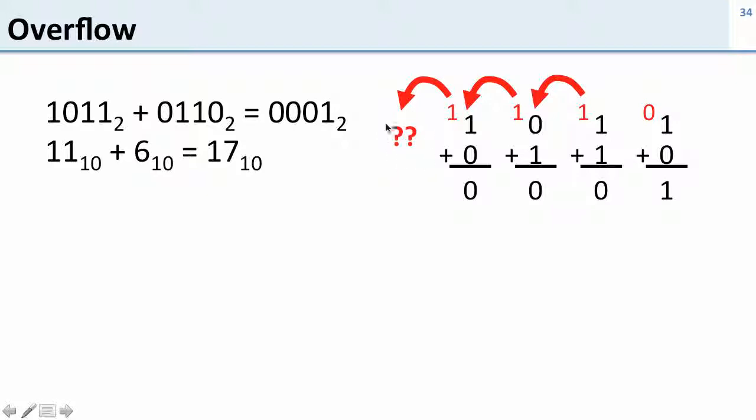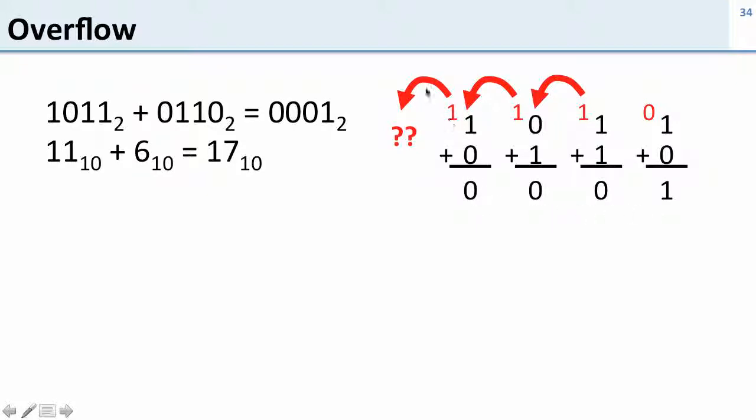Well, the problem here is we don't have any more bits left. We had a number that had exactly 4 bits. And so we were limited in how much we could put in there. So the math we did here said 11 plus 6 equals 1. And that's not right. If we'd had another bit, we would have gotten 1 0 0 0 1, which would have been 16 plus 1 is 17. But we only had 4 bits.